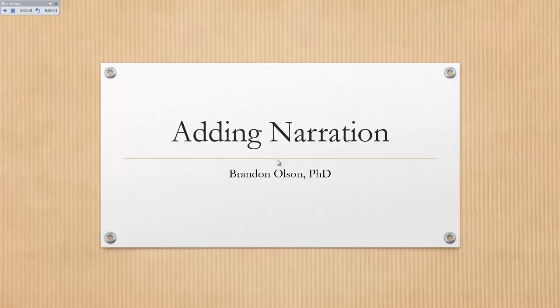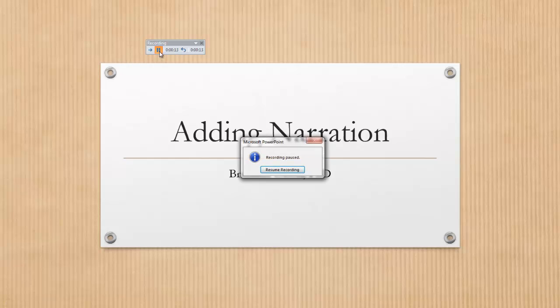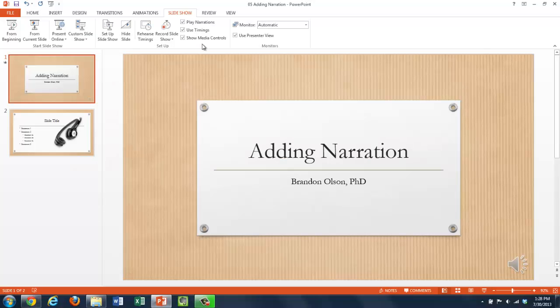We go into presentation mode, and you can see up in the upper left-hand corner, that's the recording window, and it's counting the number of seconds that I've been recording this slide. And I could pause it if I wanted to by clicking on the pause button right here, and that will pause, and then I can resume recording. And then when I'm all done, I will simply click on the close button, and that will return to edit mode.